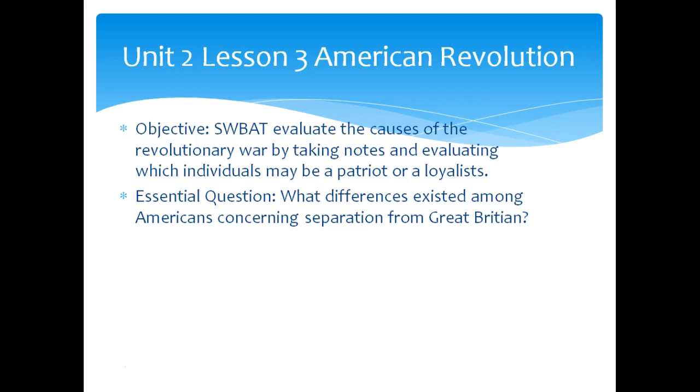The objective for today is that you will be able to evaluate the causes of the Revolutionary War by taking notes and evaluating which individuals may be a patriot or a loyalist. And the essential question for today is: what differences existed amongst Americans concerning the separation from Great Britain?